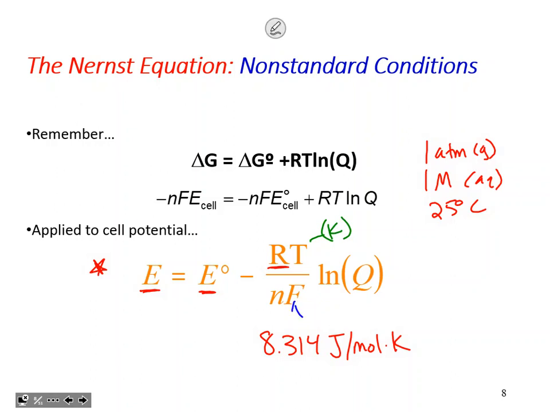Faraday's constant you just learned. That's the 96,485 coulombs per mole of electrons. And N here, once again, is still talking about moles of electrons. Now ln Q, we're going to calculate Q just like we did before with equilibrium. I'm going to show you in the example how to calculate the Q again using the equilibrium expression. But this is the generalized Nernst equation. You can use it off of the formula sheet.